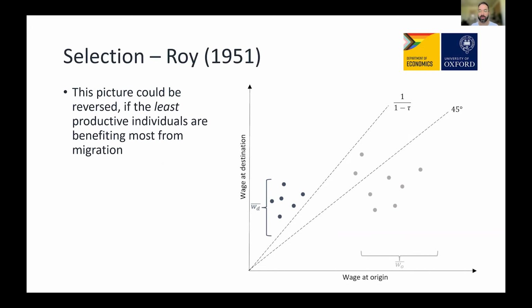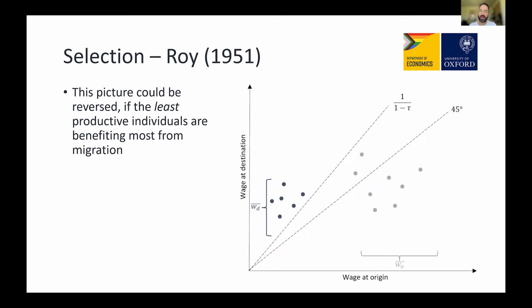Now, of course, this could be the other way around. It could be that those who have the lowest wage at the origin are the ones that benefit the most from migration, presumably because the skills are inversely correlated. Maybe the economy at the origin is not very well suited to these types of people, but the economy at the destination may be different and better suited to them. And in that case, you would get negative selection.